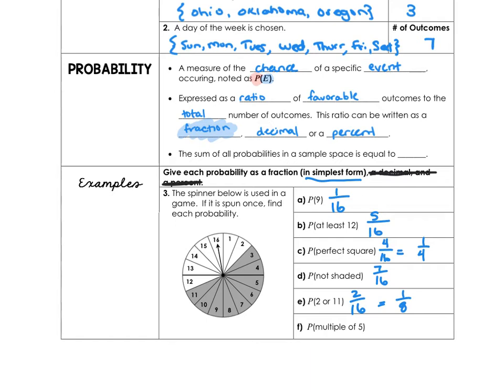And then a multiple of 5, well, we got 5, 10, and 15, so that's going to be a probability of 3/16. Right? So we're just looking at what they give us and we're counting up. Remember, we're just counting how many things qualify out of the total possibilities, right? So if I go back through here, I would say 1 thing qualifies out of 16 possibilities. 5 things are at least 12 out of 16 possibilities, right? Okay, let's scoot on over to the next page.